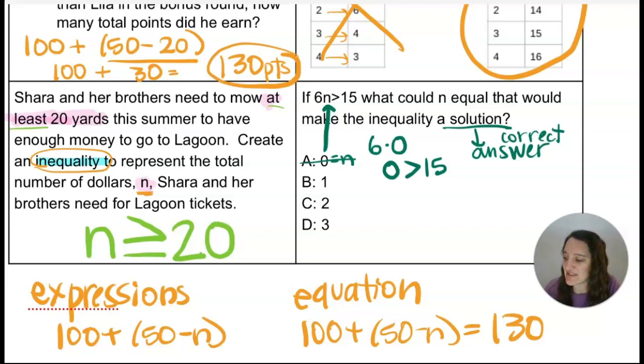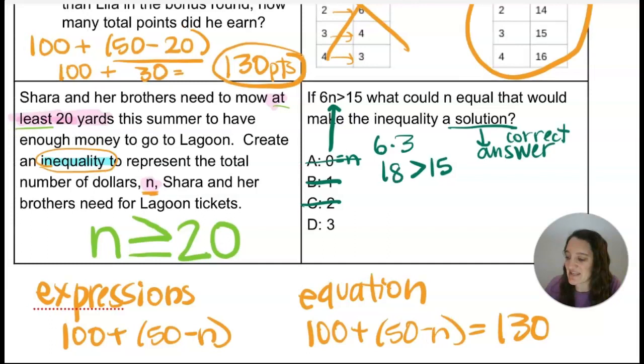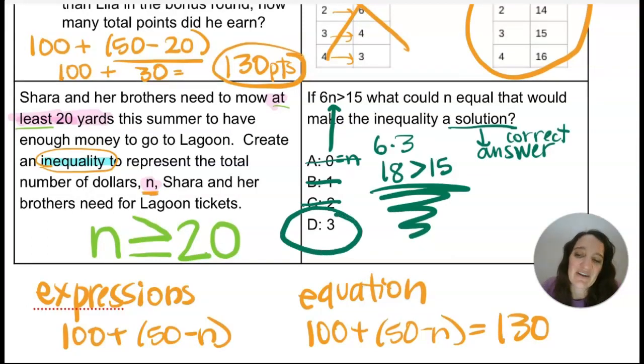What if we replaced it with 1? 6 times 1 is 6. Is 6 greater than 15? No. All right, let's replace it with 2. 6 times 2 is 12. Is 12 greater than 15? No, that is false. Oh, this last one. What is 6 times 3? 6 times 3 is 18. Is 18 greater than 15? Yes. There we go. We have the correct answer.